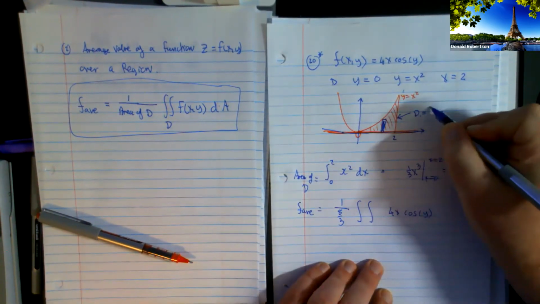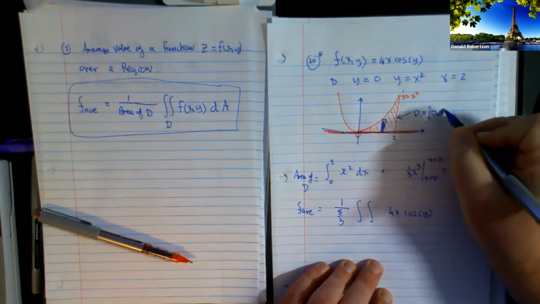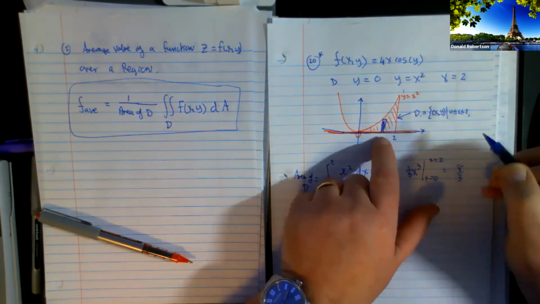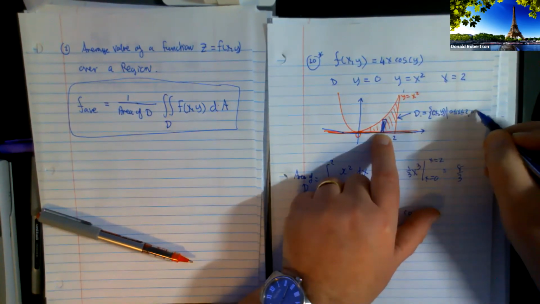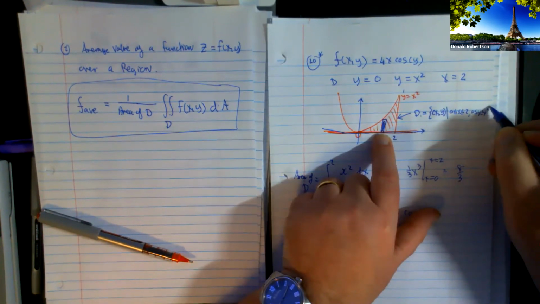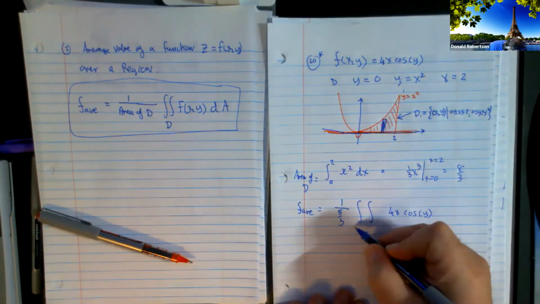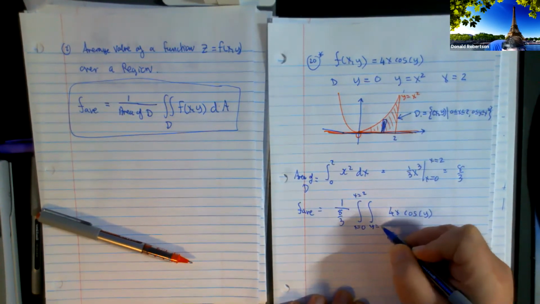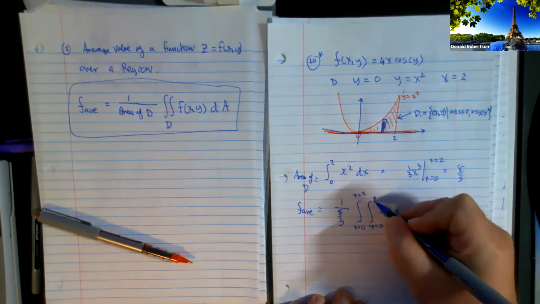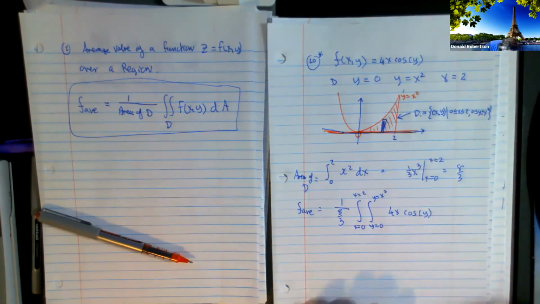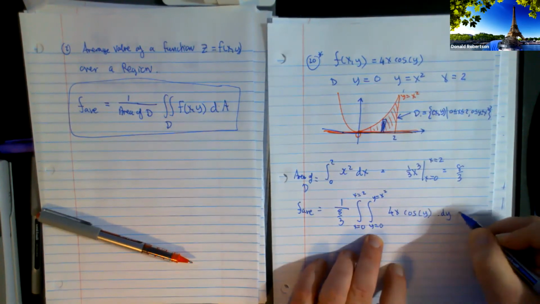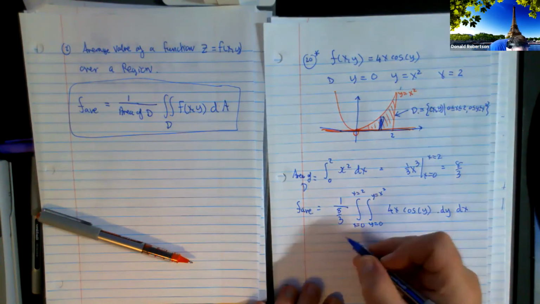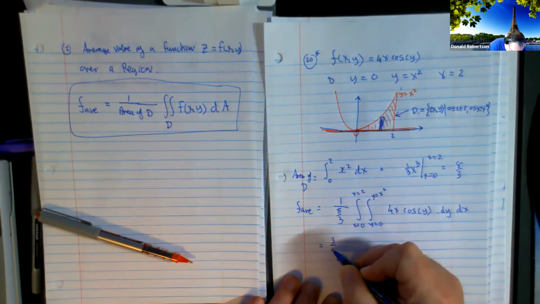I'm going to do vertical. So the region D is going to be x going from 0 to 2 and y going from 0 to x squared. I'm going to go y first and x next. Okay, 1 over 8/3 is just the same thing as 3/8.